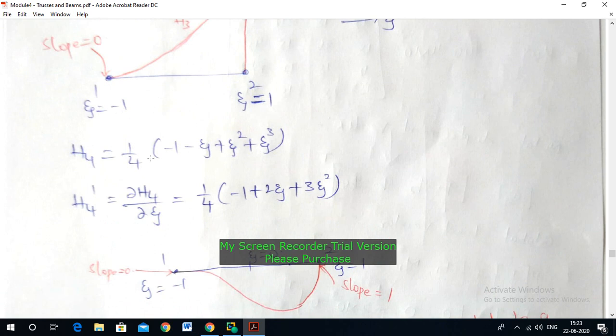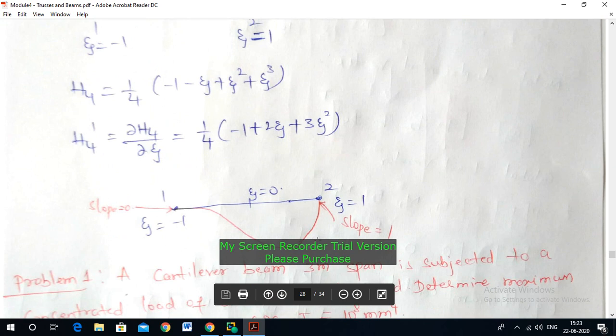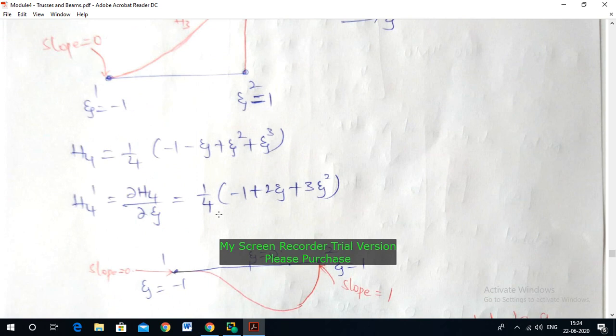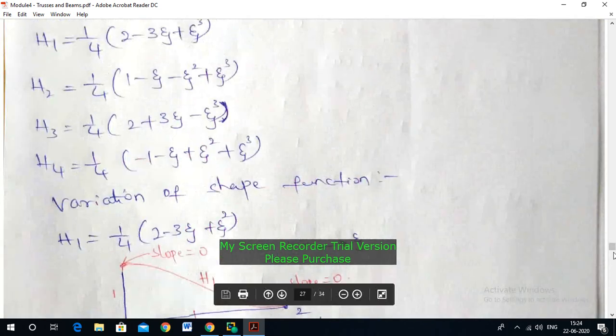The variation of shape function H4 dash is equal to del H4 divided by del zeta. The H4 equation is the Hermite shape function, 1 by 4 times minus 1 minus zeta plus zeta square plus zeta cube. And the slope, if zeta is equal to minus 1 and zeta is equal to plus 1, the slope will be like this. Zeta is equal to 0 always. Next derivation.